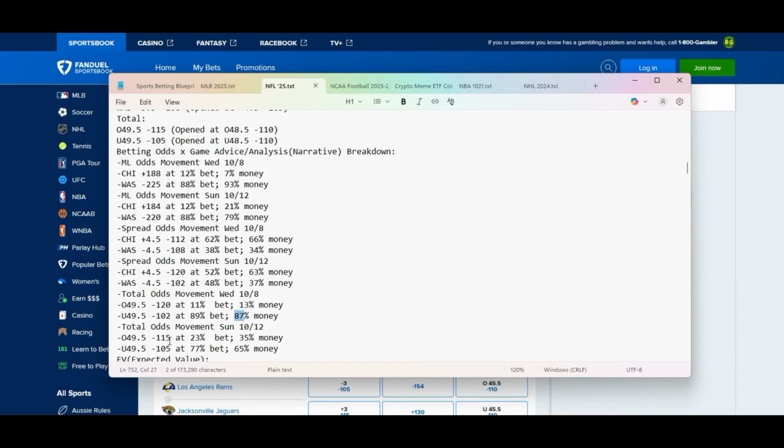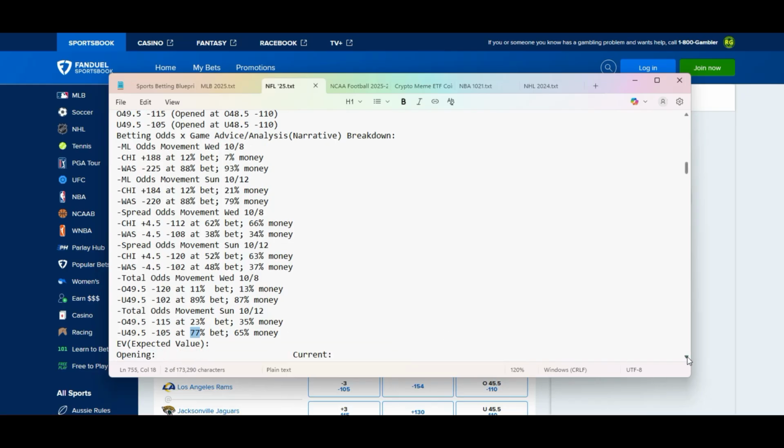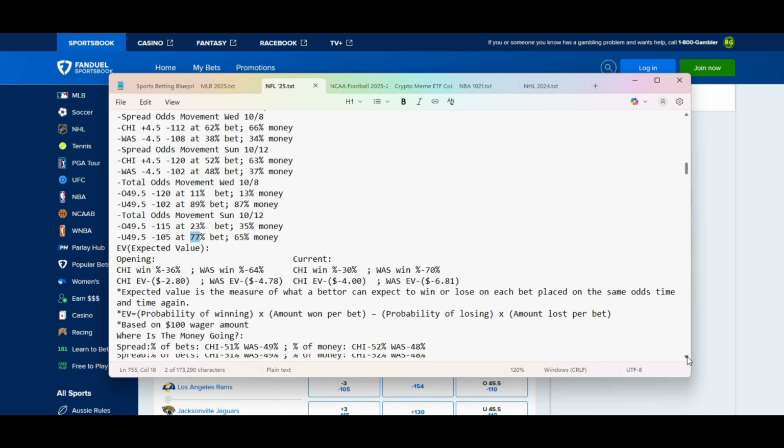Over under from Sunday, October 12th. Minus 115 costs going with the over, minus 105 costs going with the under. 23% betting percentage going with the over, 35% of the money going with the over. 65% betting percentage going with the under, and 77% of the money going with the under. So the under is still dominating as of right now, but let's see where it currently is.